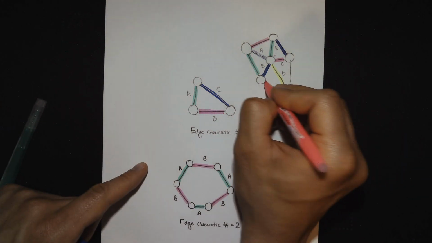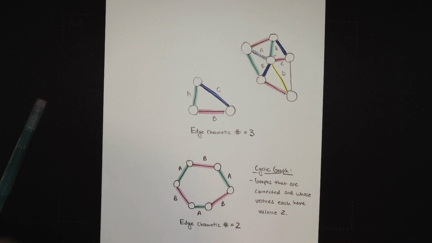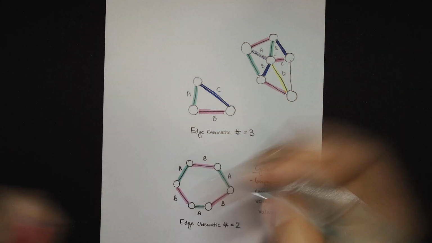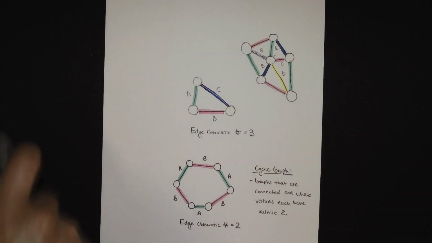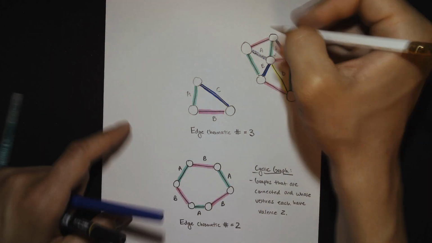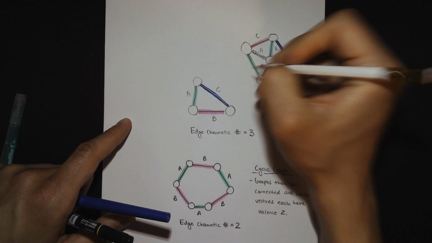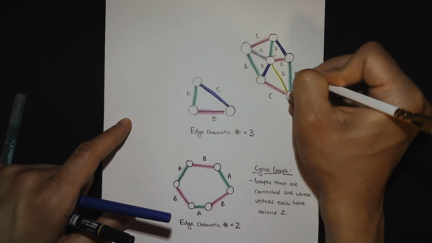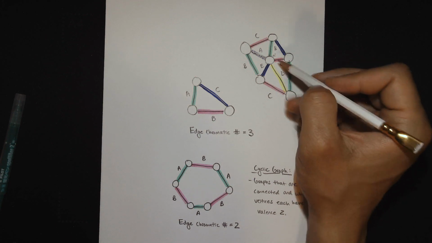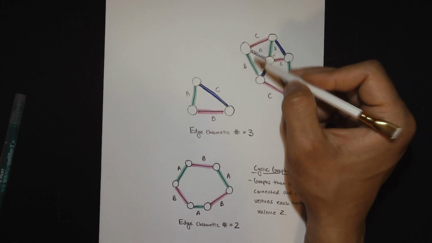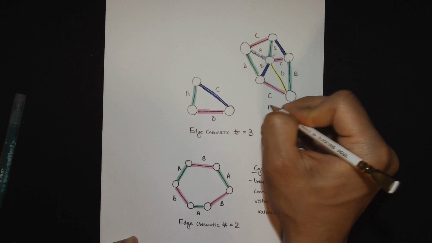So in this case, I can actually reuse green as well. C, B, B. Okay, so in this case, the maximum degree of the graph is 5, and the edge chromatic number is 5.